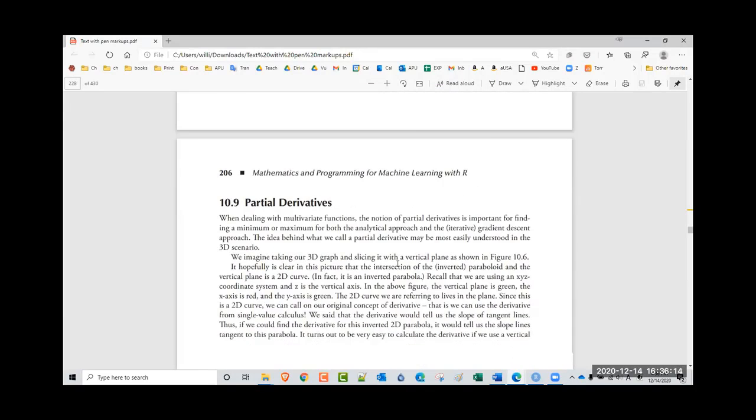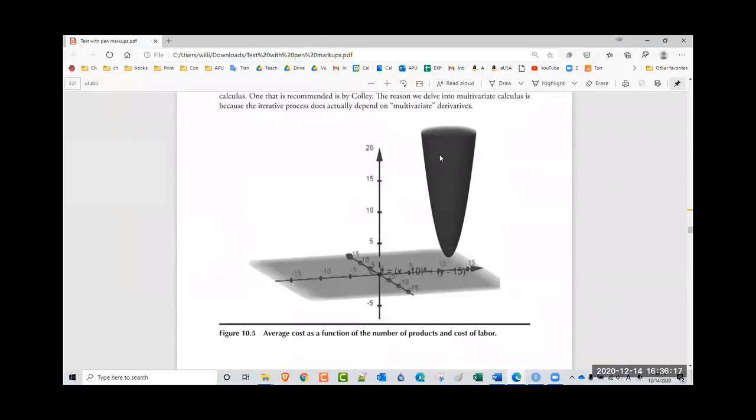Okay, so now we're talking about, suppose we have this picture. So how many variables are involved in this drawing?